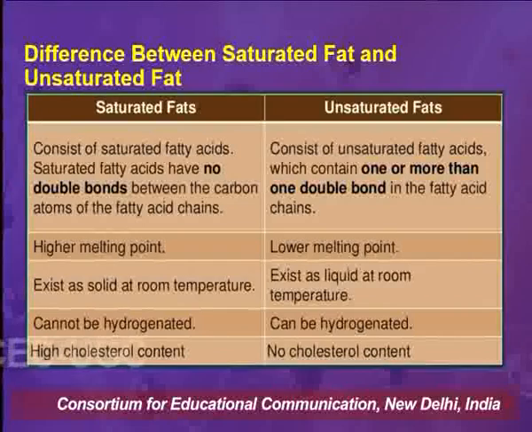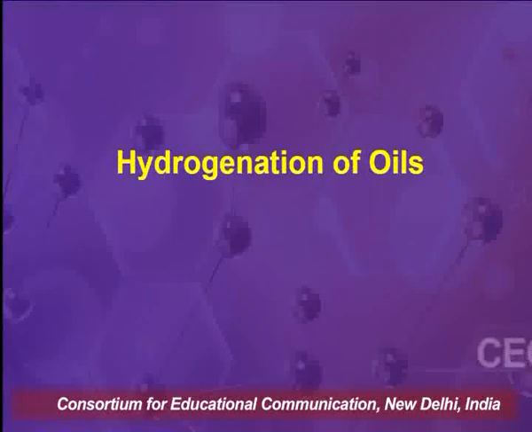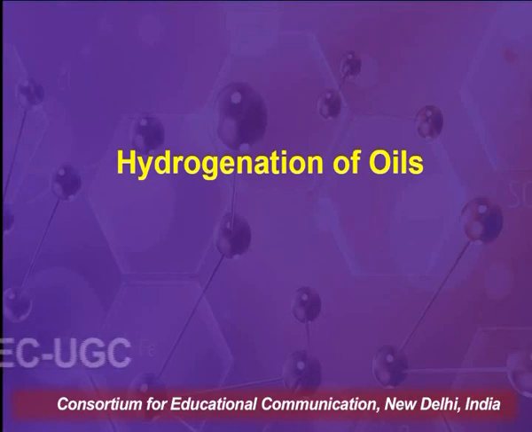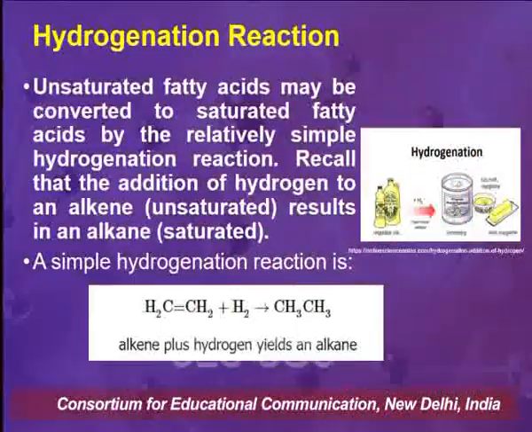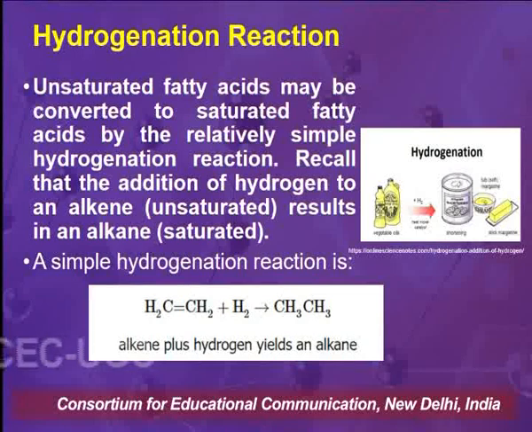Now, in the end we can differentiate again between saturated fats and unsaturated fats. As I discussed earlier, saturated fat contains C-C single bonds, whereas unsaturated fats contain at least one C=C double bond. Now we take up the topic of hydrogenation of oils. Unsaturated fatty acids may be converted to saturated fatty acids by a relatively simple hydrogenation reaction. Let us recall here the addition of hydrogen to an alkene, which is an unsaturated hydrocarbon, which results in the formation of an alkane, which is a saturated hydrocarbon.